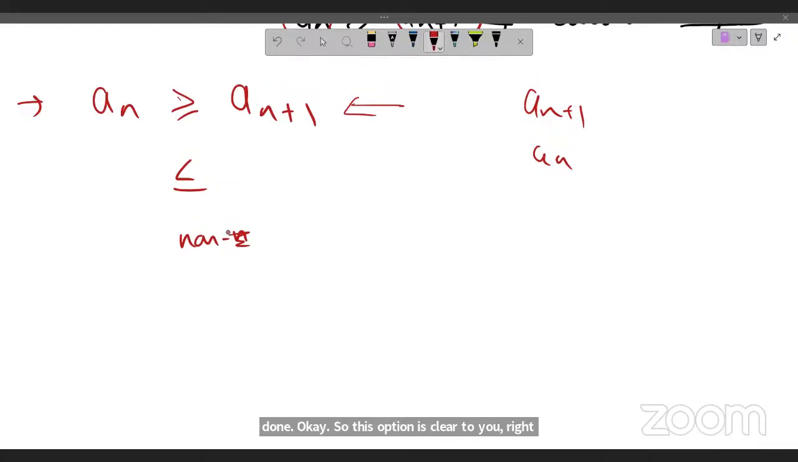Yes, ma'am. I guess the second one is also clear. It is decreasing, 1 by n. So 1 by n is decreasing, minus 1 by n is increasing. Yeah, the second one is correct, right? Yes, ma'am. And it is also clear because it's just a 1 by n type of sequence, right?